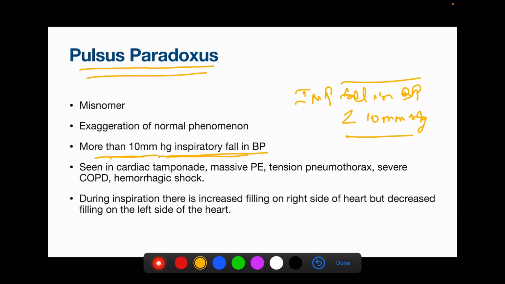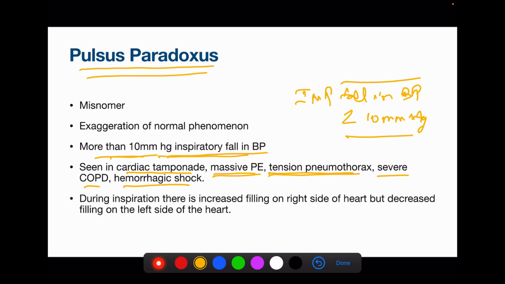It is seen in these conditions. You need to know about these conditions. For example, you might be asked a question: pulsus paradoxus is seen in all the following conditions except. So you must be able to rule out the odd one. It is seen in cardiac tamponade, massive pulmonary embolism, tension pneumothorax, severe COPD, and hemorrhagic shock.